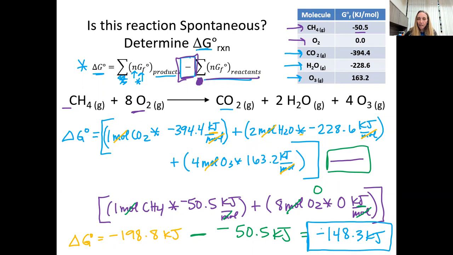Okay, because it's negative, that means the reaction is spontaneous. So is this reaction spontaneous? Yes, delta G is negative. Okay, so negative delta G means spontaneous. That means if I mix methane and oxygen together, this reaction is going to happen without any external input.